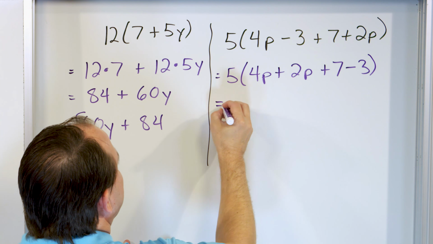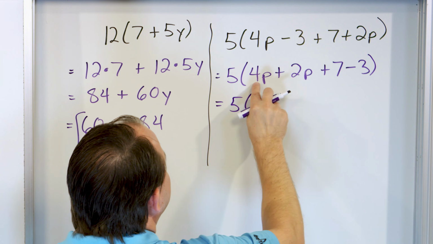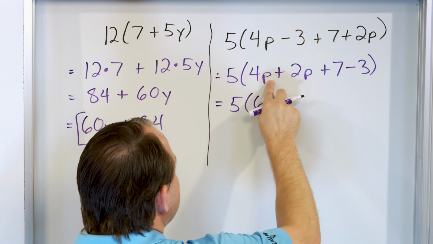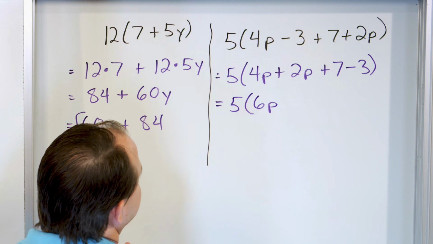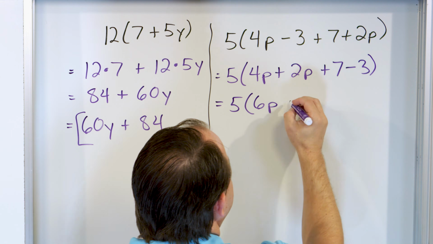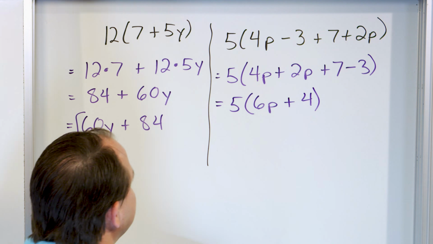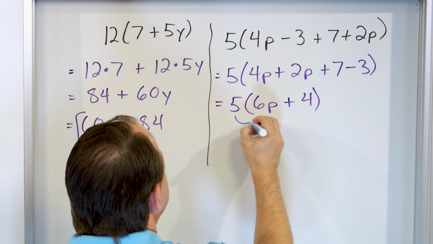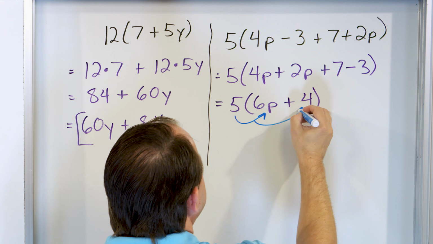So now we can combine all the like terms on the inside. 4 plus 2 is 6p. So this is like 4 puppies plus 2 more puppies is 6 puppies, right? And then 7 minus 3 is 4. So now we're at a place where we can do distribution, right? We can multiply 5 times each of the terms here.